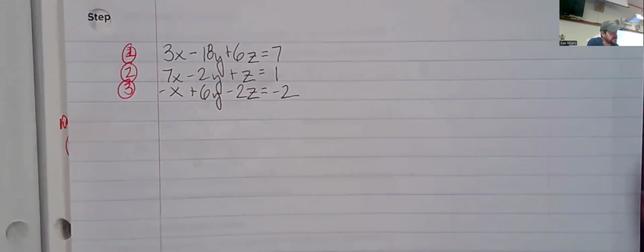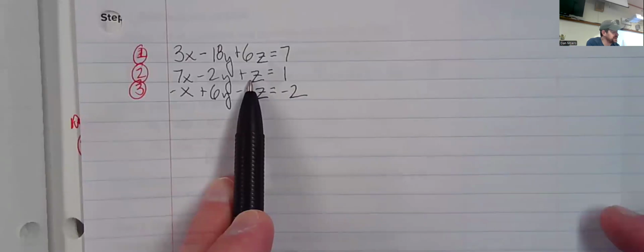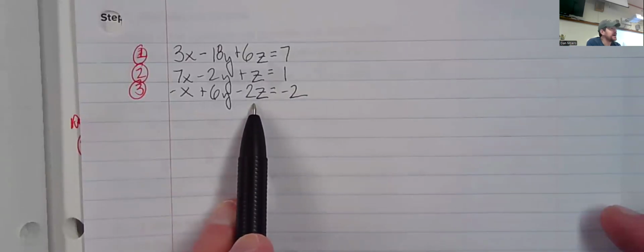2 and 3. All right, what do we need to do to equation 2 to get the same or opposite value in front of Z? Multiply it by 2. All right, so instead of rewriting equations 2 and 3 normally, we know that we have to multiply this one by 2 to get the opposite value in front of z.